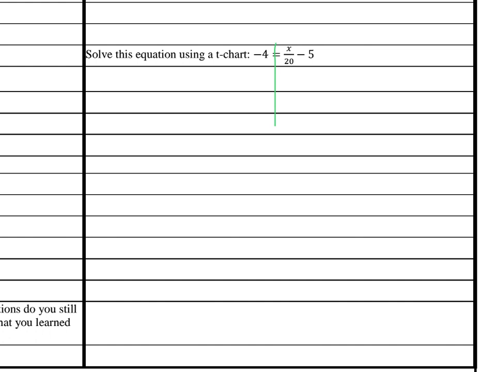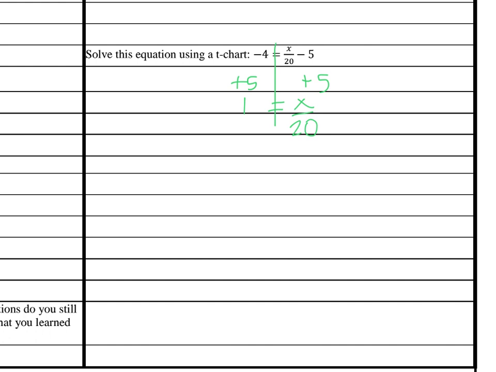Alright, so we have x divided by 20 minus 5. I said minus 5 last, so that's the first thing I get rid of. I get rid of subtracting 5 by adding 5, and I have to do it on both sides. Negative 4 plus 5 is 1. So that equals x divided by 20. We got rid of the minus 5 because negative 5 plus 5 is 0.